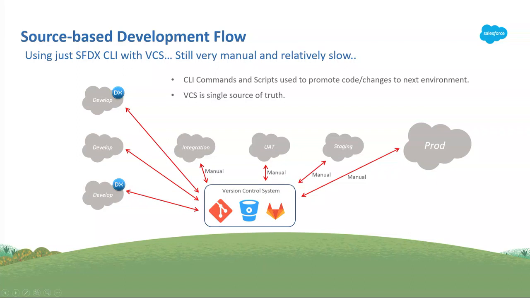Then came SFDX and scratch orgs. Along with using source control systems as the source of truth instead of your production org, with SFDX you could install the CLI directly into your IDE of choice, and you could spin up a scratch org and push metadata into it relatively quickly. This worked well for development environments, but it was still a relatively slow process to deploy the metadata into the higher level testing environments.